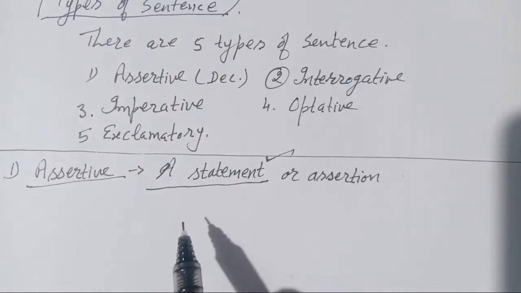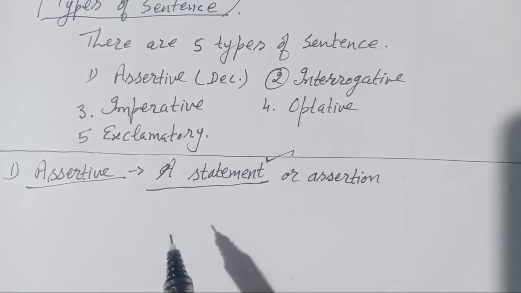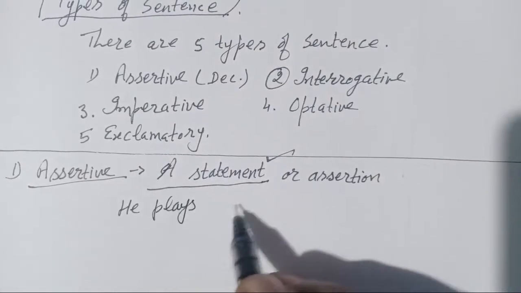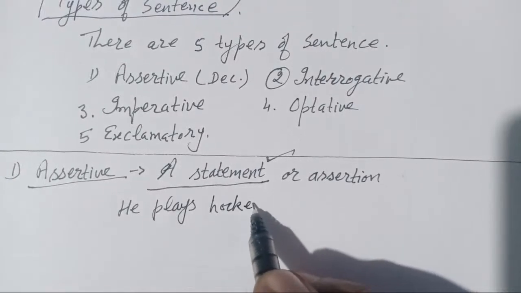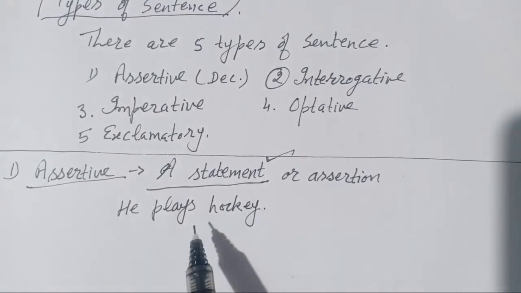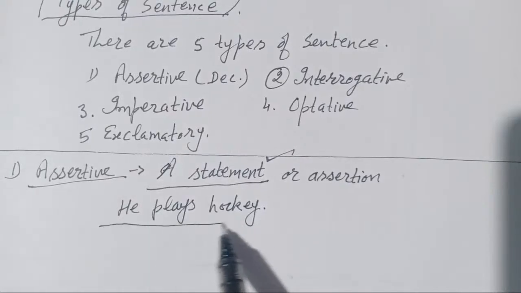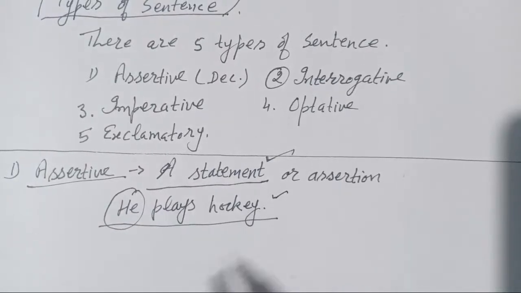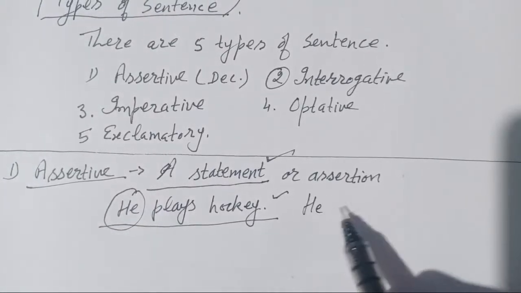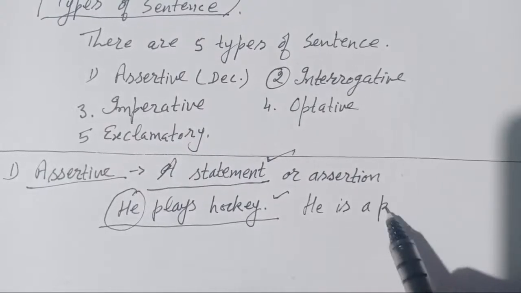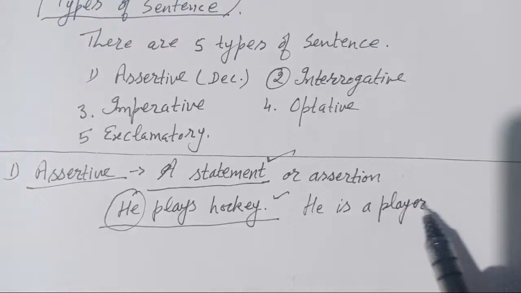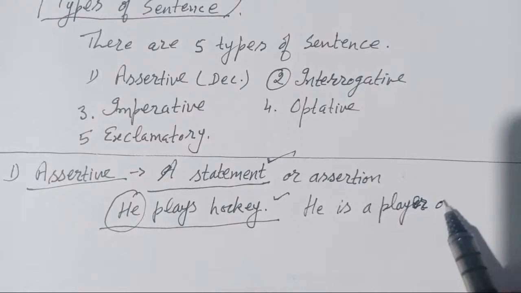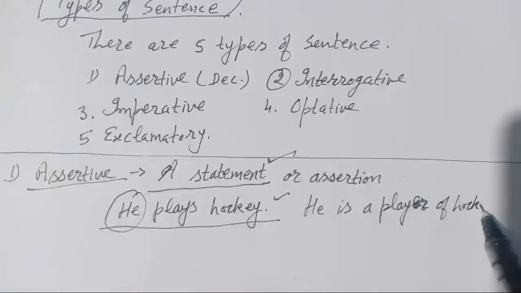Just see the example. First of all, he plays hockey. So I have given one piece of information about this subject in this sentence. I can say he is a player, or I can say further, a player of hockey.